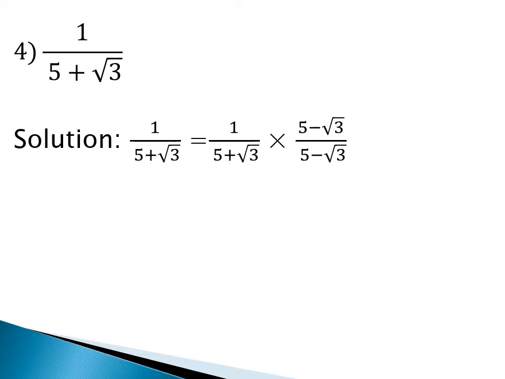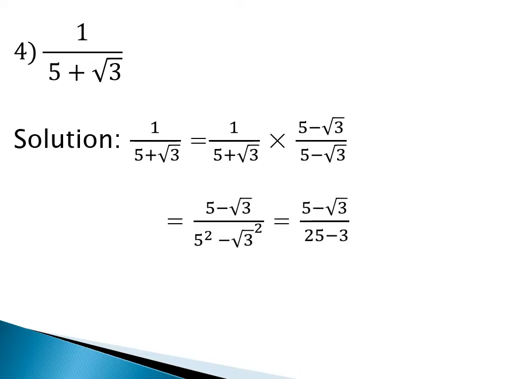So multiply and divide with the opposite sign, that is 5 minus root 3 and 5 minus root 3. It is the middle sign only you should change. There is no need of changing the sign for 5 also. Understood? Then the numerator rules, 1 into 5 minus root 3, that is 5 minus root 3. The denominator, again, which identity do we have to use?